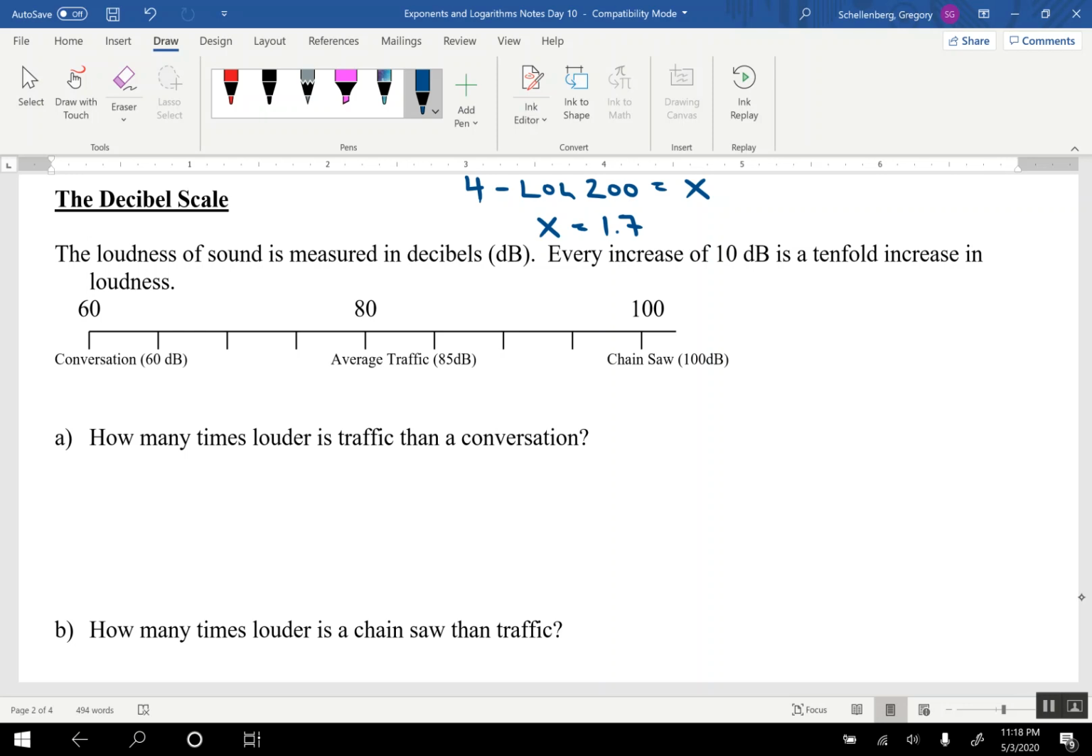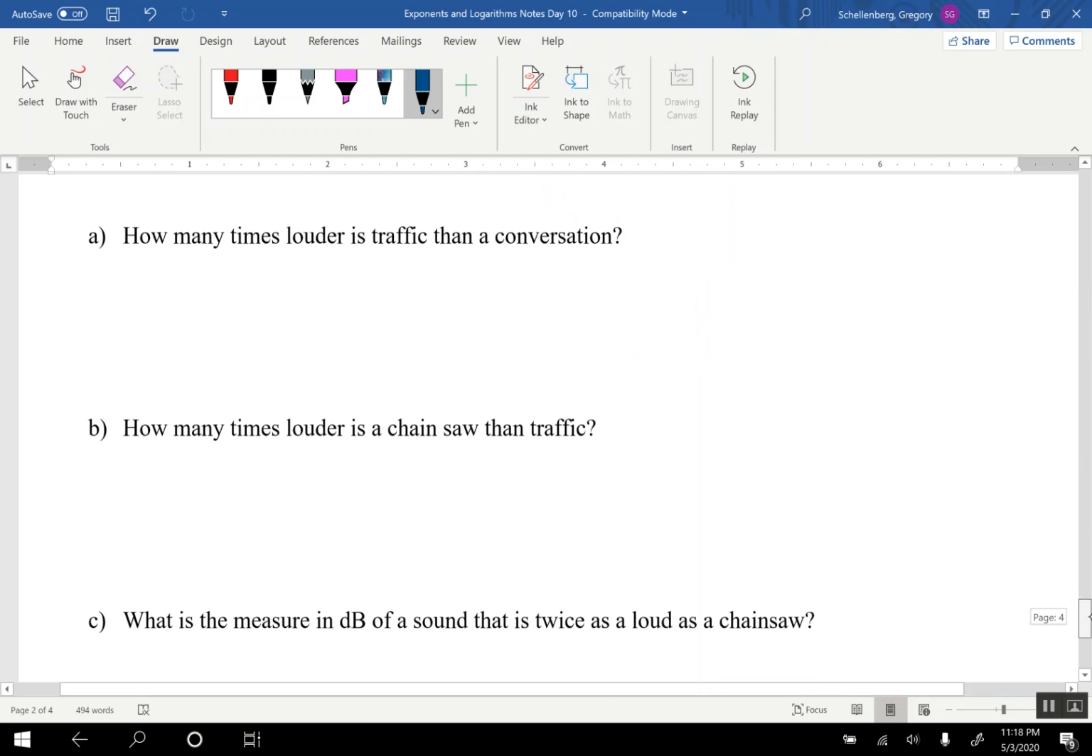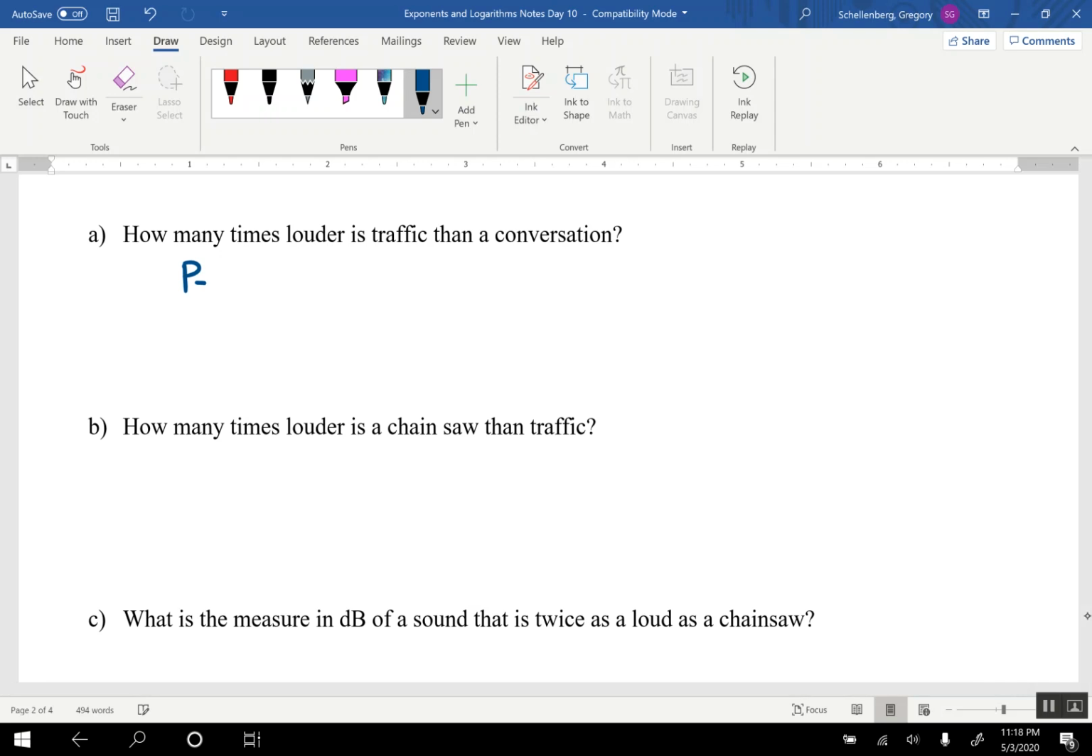Okay, so the loudness of sound is measured in decibels. Every increase of 10 decibels is a tenfold increase in loudness. Okay, so how many times louder is traffic than a conversation? So we're going to do P sub T. So this is the loudness of traffic in relation to the loudness of conversation. So we're going to do P sub C.